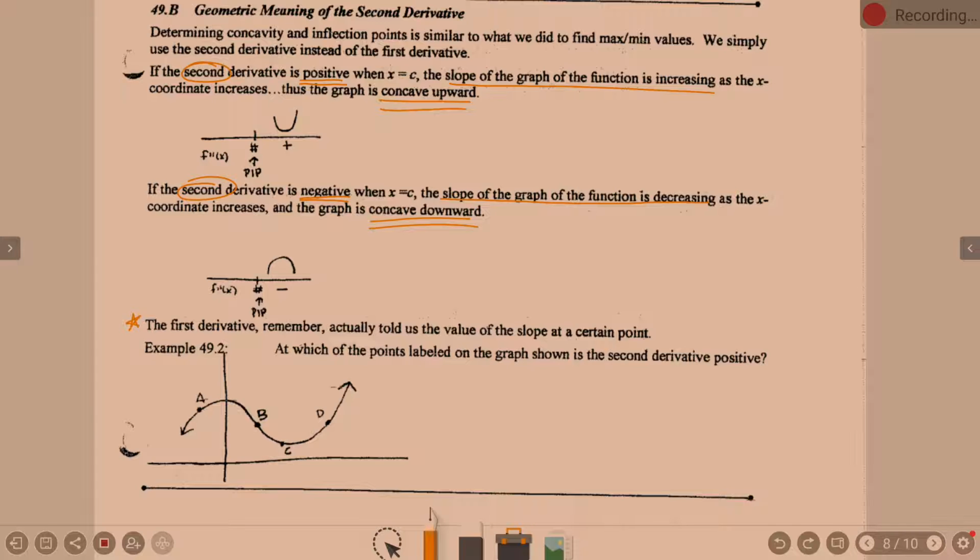look at example 2. At which of the points labeled on the graph shown is the second derivative positive? Think about that for a moment while I take a drink. What does it ask us, other than at which of the points is the second derivative positive? It's asking where it is concave.